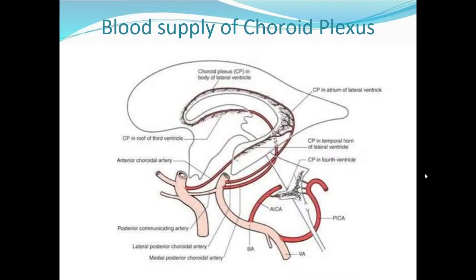The choroid plexuses are plexuses of vessels, so they have a supply from the arterial system. This is a lateral view of the previous slide: the lateral ventricle opens into the third ventricle, which eventually opens into the fourth ventricle via the aqueduct of Sylvius. The choroid plexuses are supplied by the anterior inferior cerebral artery or the posterior inferior cerebral artery. Major supplies come from these arteries.